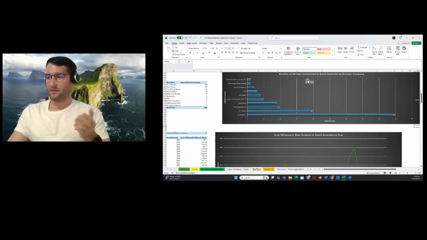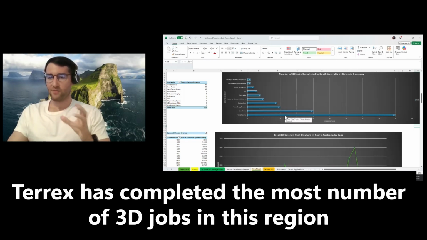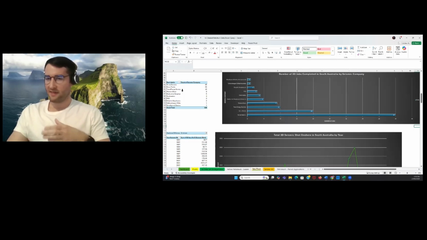So this is the number of 3D jobs completed in South Australia by seismic company. You can see that Terex is the leader there with 45. They've been in this particular region for 3D jobs in South Australia. And then Geco Prakla, I think they were, I'm going to say, late 20th century. They were more of a dominant player.